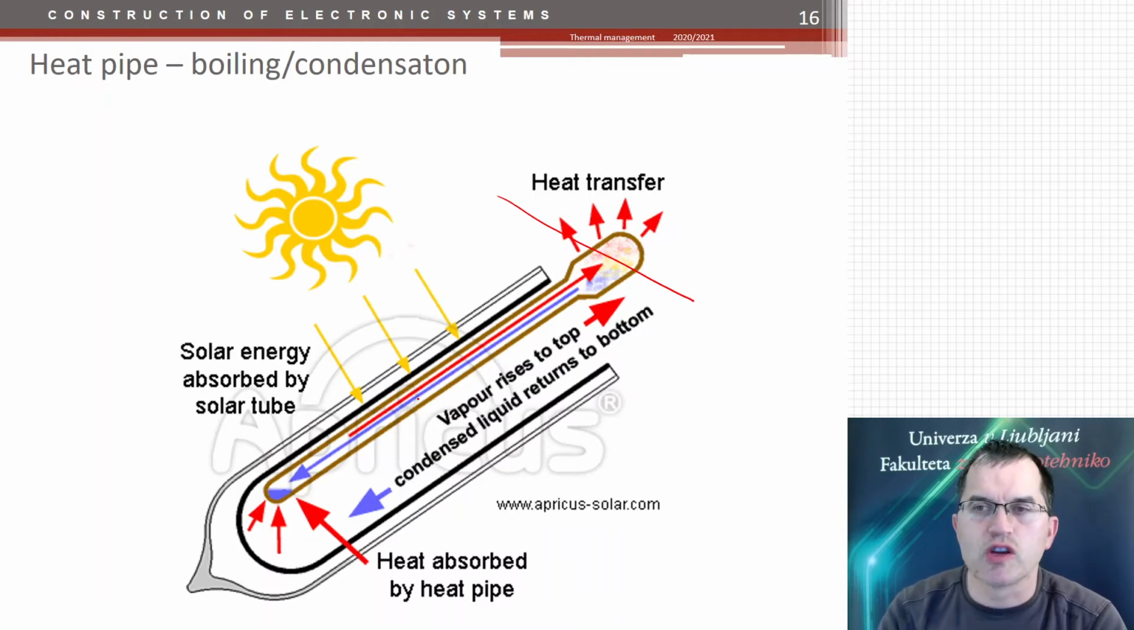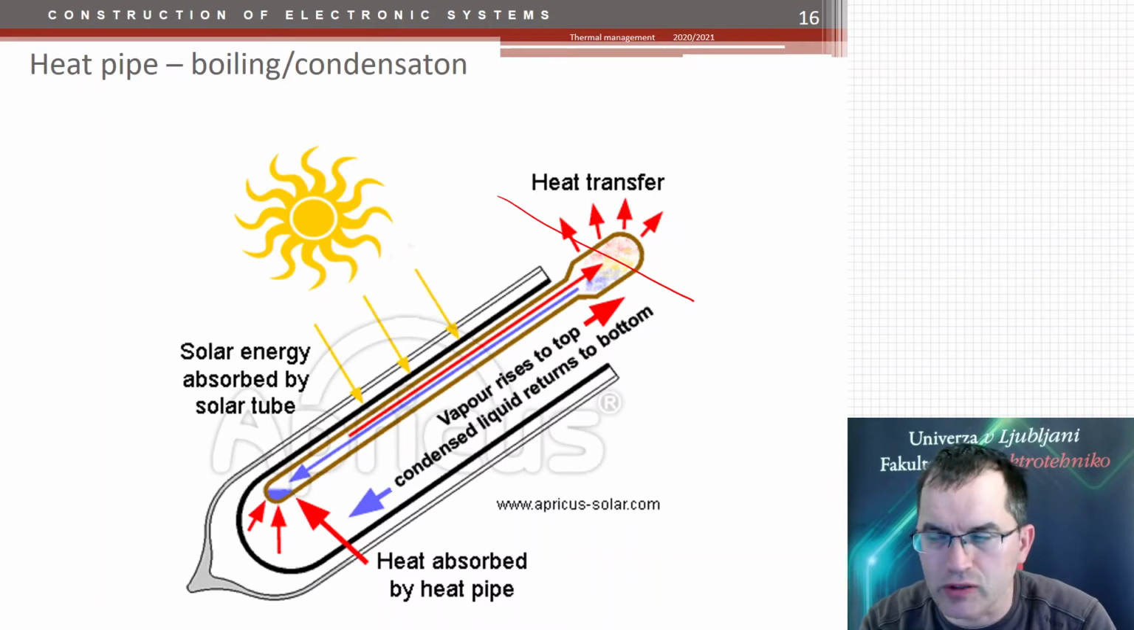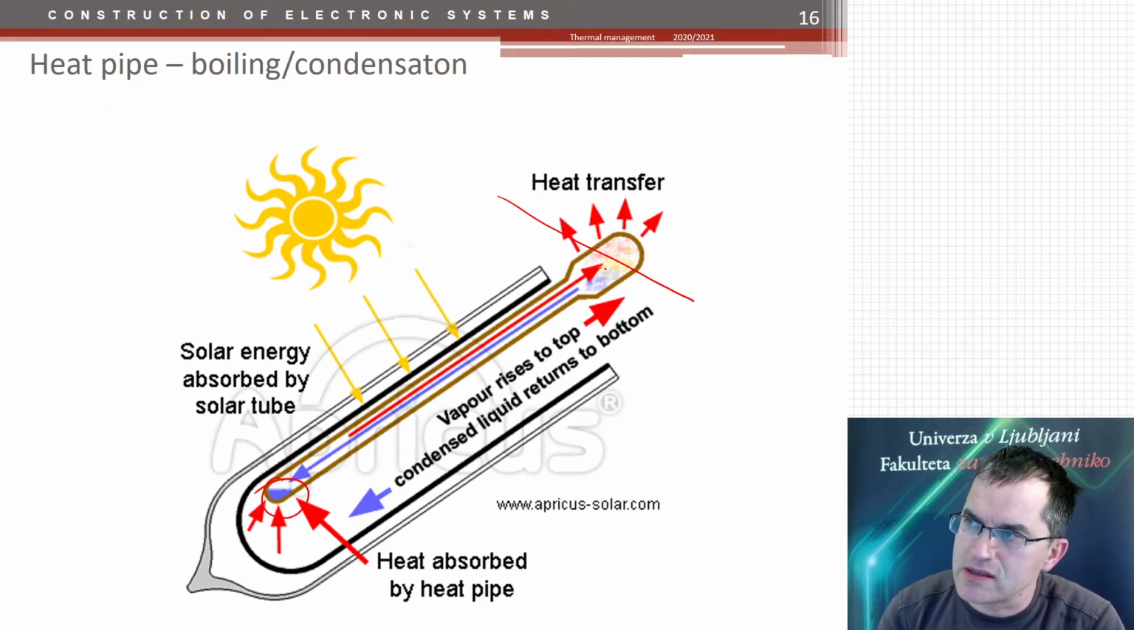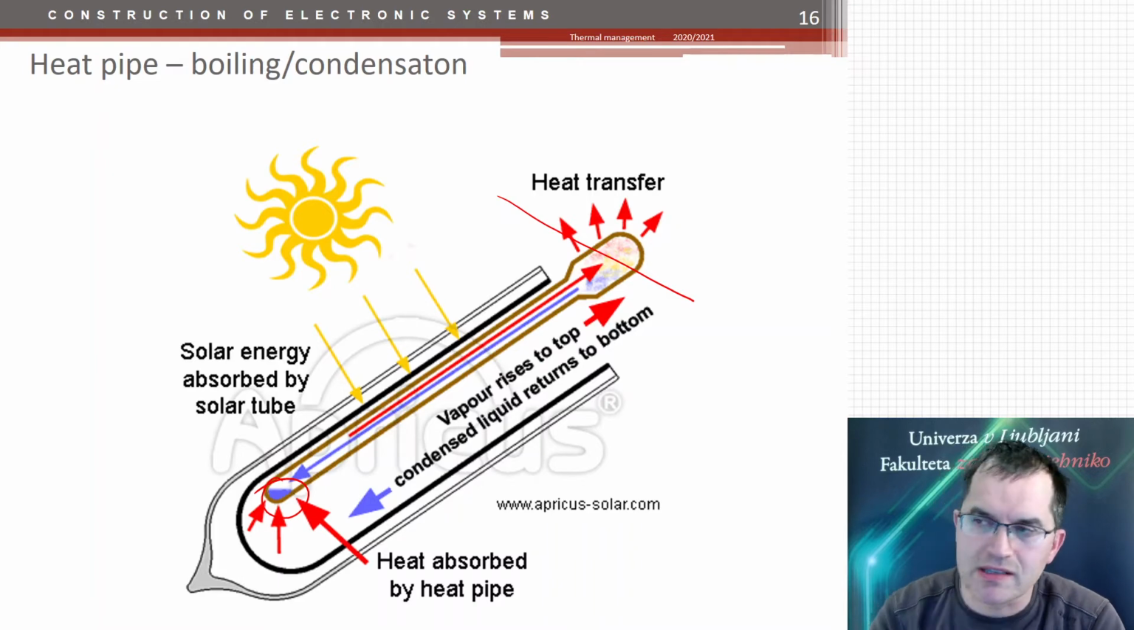Well, this approach requires all the time a correct orientation, so that this is on the bottom side and this is on the top side. So the gravity works on this liquid to transfer it to the bottom side. Of course, that would be really hard to use in laptops, right, or computers even. So you need something else to transfer the heat to the downside.